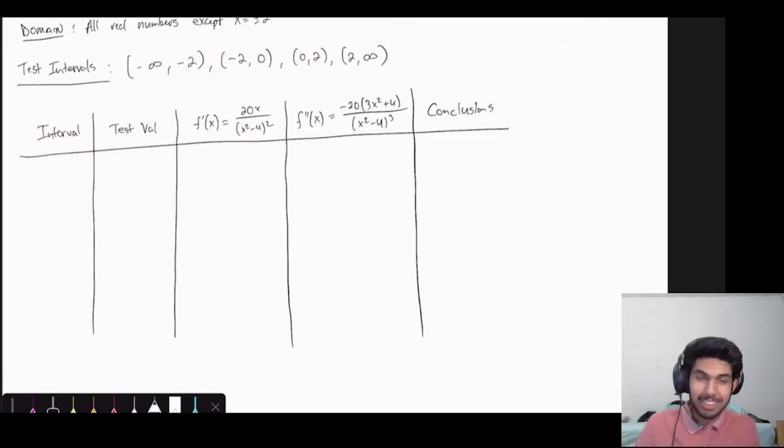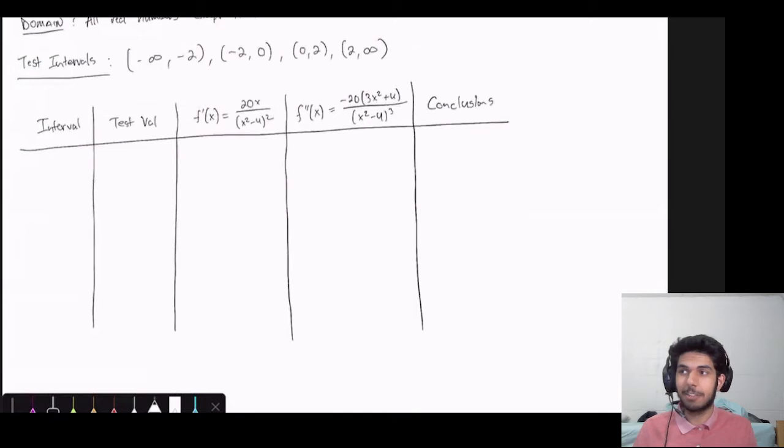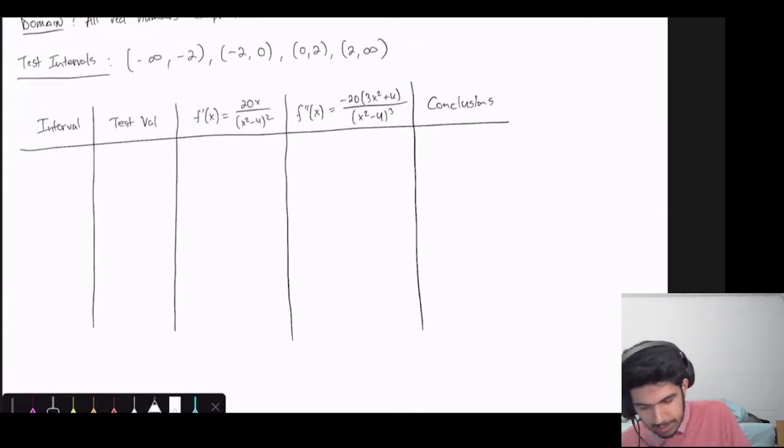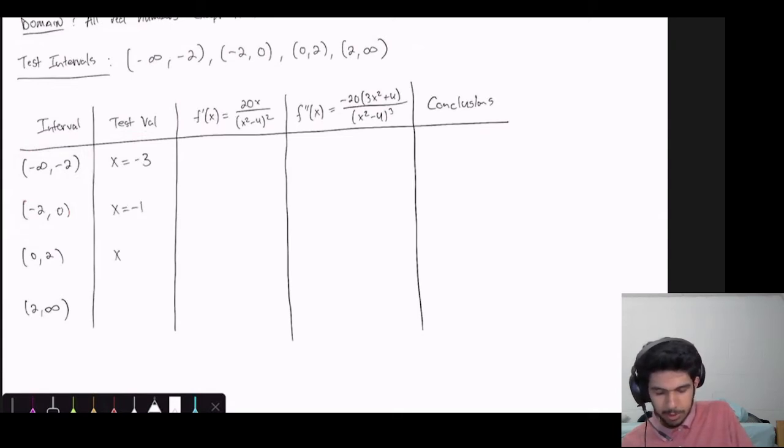So you can see doing this problem is multi-step. We've solved for so many different things. Now we're going to start to piece them together, and after we build this table, we'll have enough information to sketch the graph. So, intervals: negative infinity to negative 2, negative 2 to 0, 0 to 2, 2 to infinity. For our test value, we want the test value to be within the range. I like to choose smaller values because they're easier to work with. So for the first, I'll choose negative 3. For this interval, I'll choose negative 1. For the next one, x equals 1. For the last one, x equals 3.